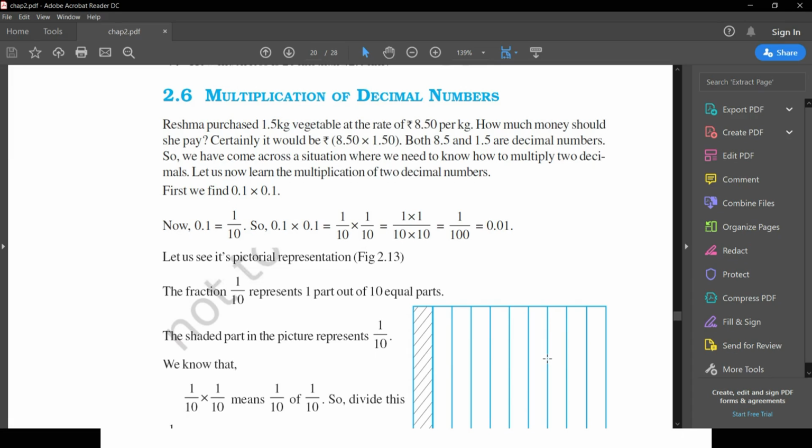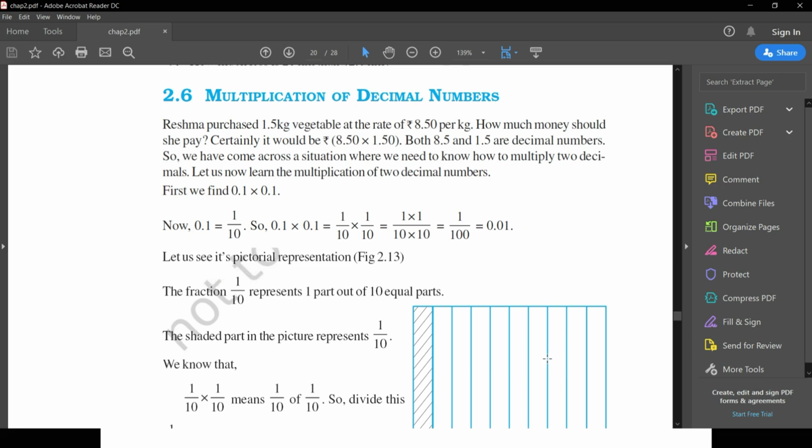Now, multiplication of decimal numbers. Suppose Resma purchased 1.5 kg of vegetables at the rate of rupees 8.50 per kg. How much money should she pay? Certainly it will be rupees 8.50 multiplied by 1.50. Both 8.5 and 1.5 are decimal numbers, so we have come across a situation where we need to know how to multiply two decimals. Let us now learn the multiplication of two decimal numbers. You multiply 8.5 and 1.5 very easily. You can obtain the answer.